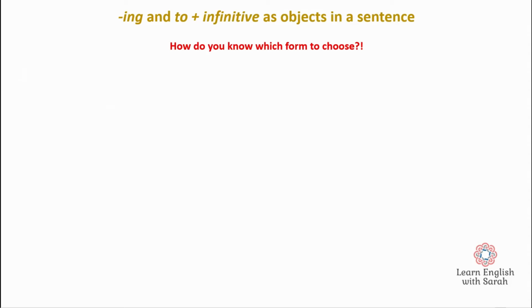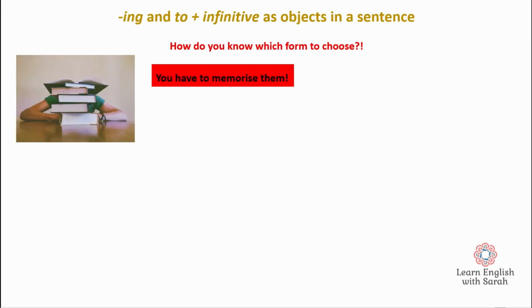So when we use these words as objects, the really big question is how do you know which form to choose? And I think this is probably the most frustrating part of this language, right? Because of course this is English, so the rules are not that clear. And unfortunately for you, you basically have to memorize them. However, I am going to give you 4 tips to help you remember which form to choose.